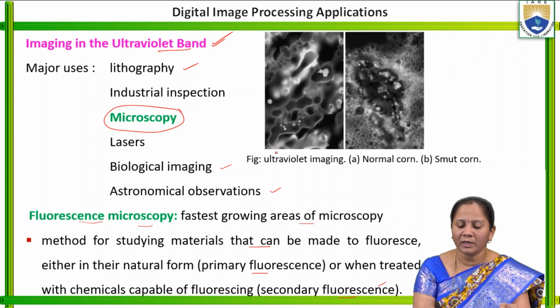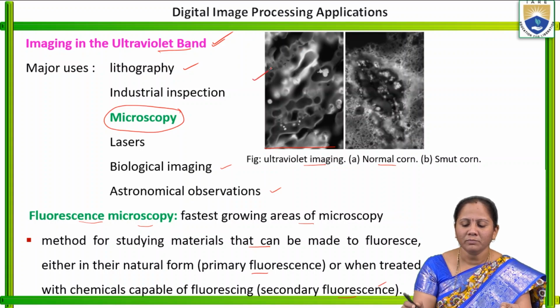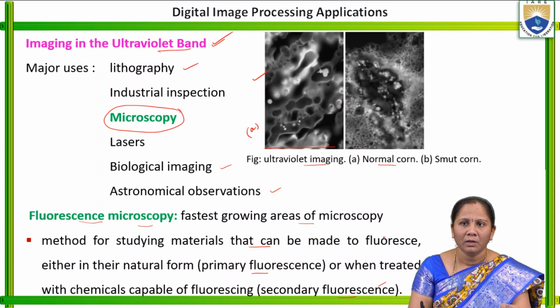So here is one example image that is captured under this ultraviolet imaging concept. This is the first image, A, which represents the normal cone, and this is the one representing the secondary fluorescence, where the chemical has been added, which is called smut cone.